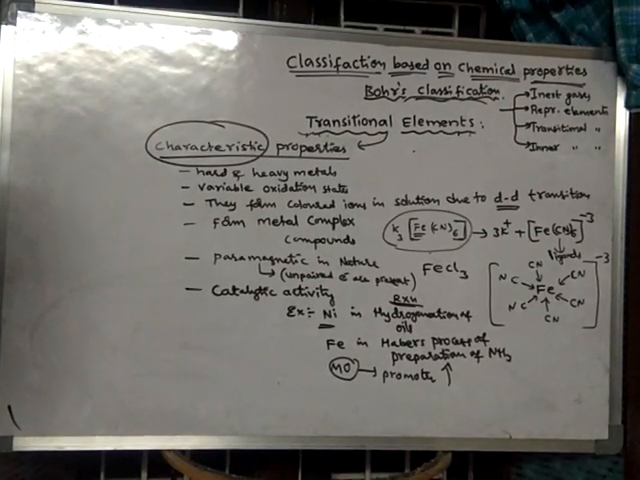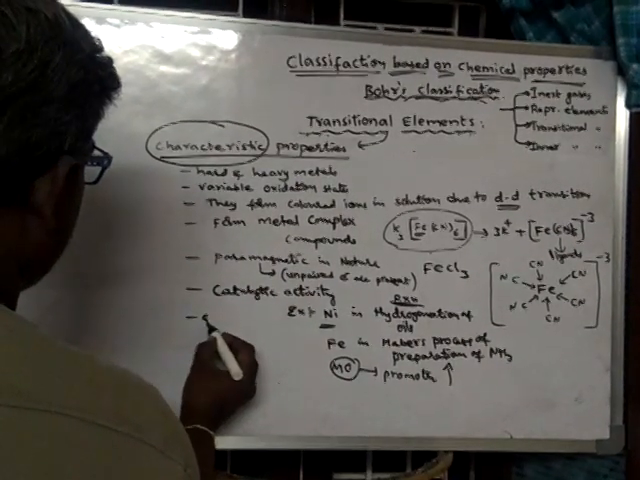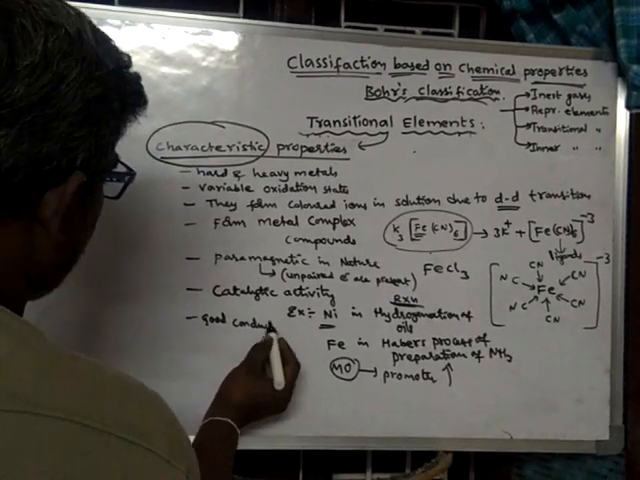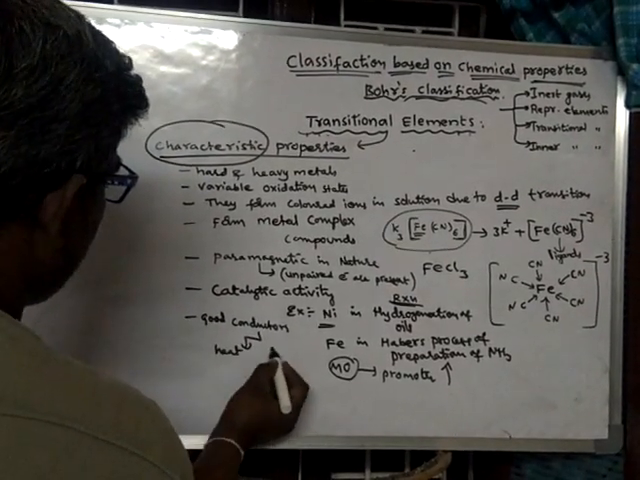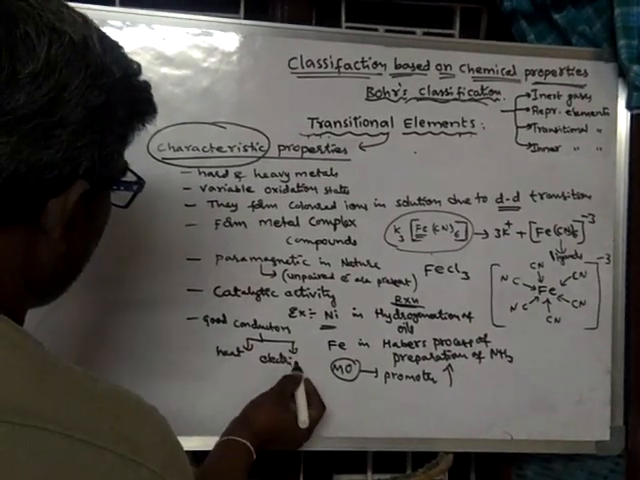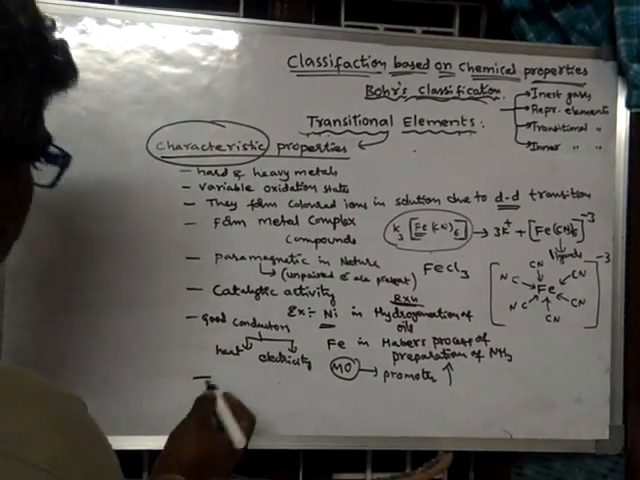They are good conductors of heat and electricity because they are metals. As they are metals, they are good conductors of both heat and electricity. Next, they form alloys.